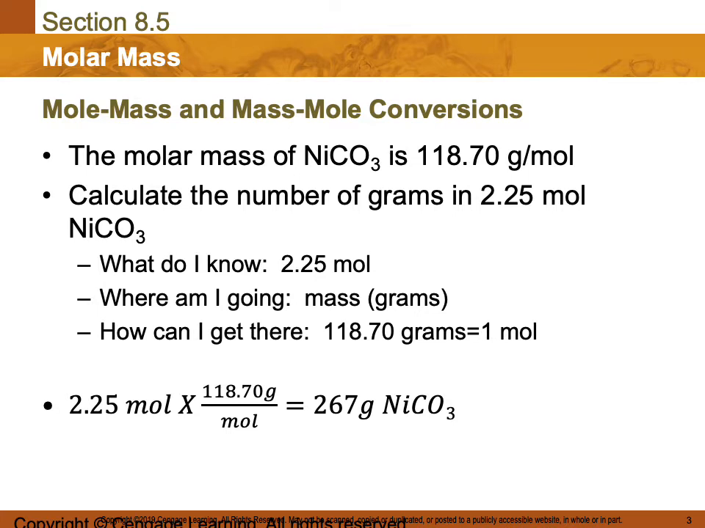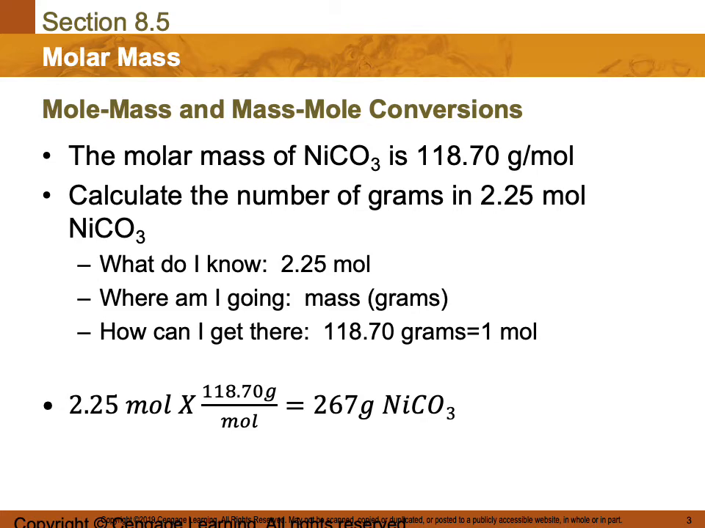So in this problem, we are going to convert between the moles of nickel 2 carbonate and the mass. So the problem is telling us the molar mass, which we got on the previous slide, of 118.70 grams per mole. And then we are being asked to calculate the number of grams found in 2.25 moles of this compound. So as with any conversion factor or any conversion problem, we always ask ourselves 3 questions. What do I know? Where am I going? And how can I get there?